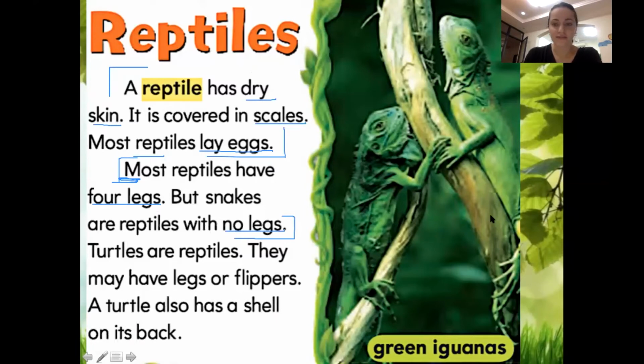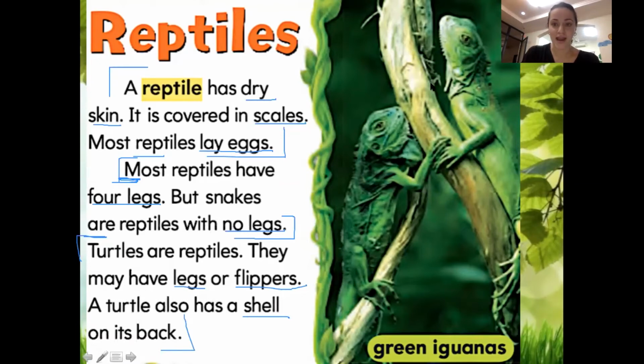Who can read the very last part for me? How about Susie? Turtles are reptiles. They may have legs or flippers. A turtle also has a shell on its back. Very good. Thank you, Susie. So turtles have 2 body coverings, scales and a shell.